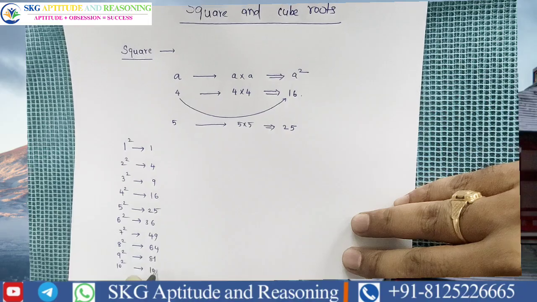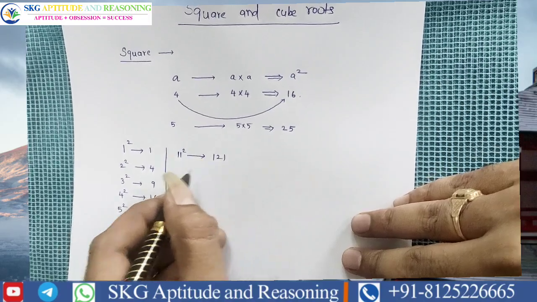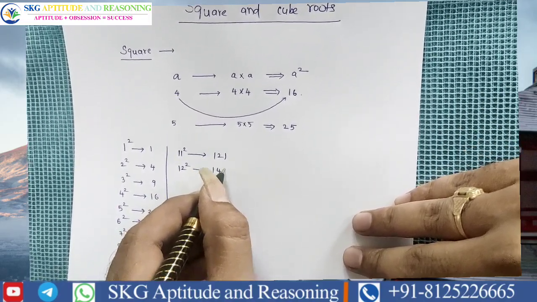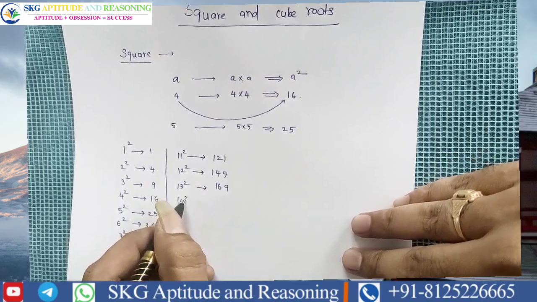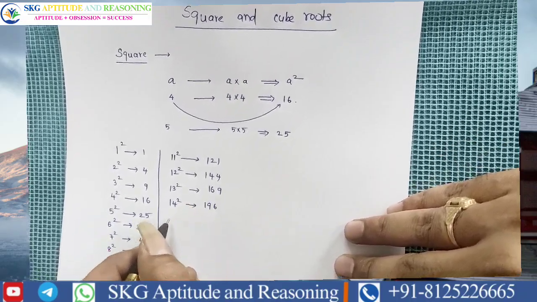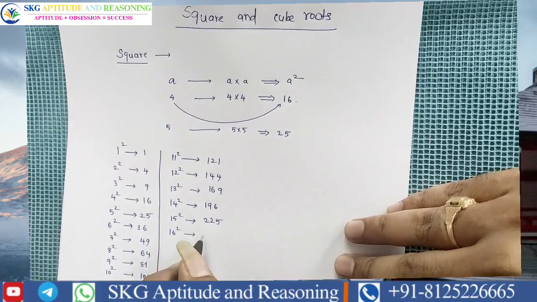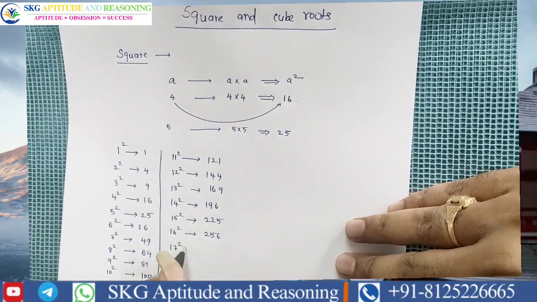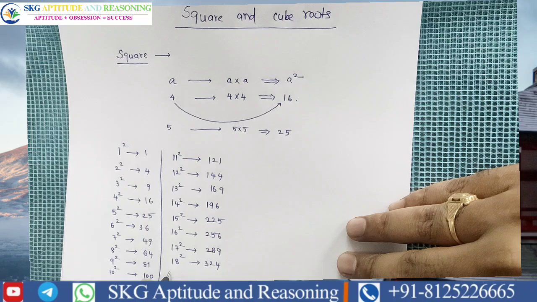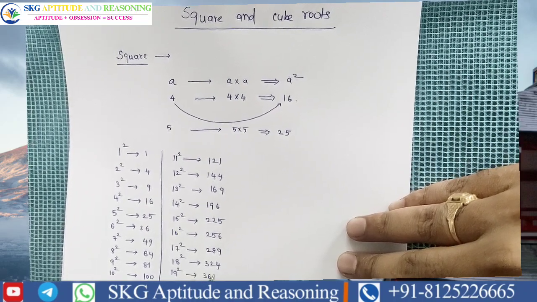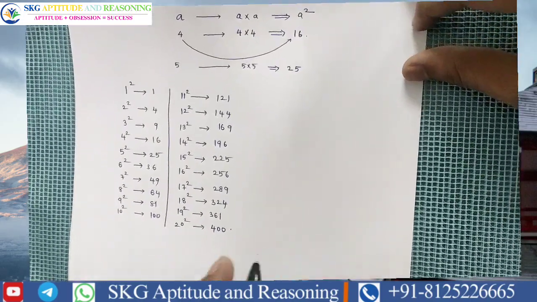After this we need to remember also 11 square. 11 square is 121, 12 square is 144, 13 square is 169, 14 square is 196, 15 square is 225, 16 square is 256, 17 square is 289, 18 square is 324, 19 square is 361, and 20 square is 400. Now the shortcut method.